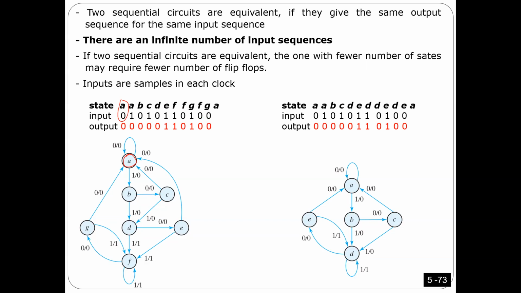So anyway, if you continue this way and you do the same thing for this circuit, what I want to say here is that if you apply the same sequence of the input to the two circuits, and the two circuits give you the same output, then I can say they are equivalent. They do the same thing. They are equivalent, right? Any question?